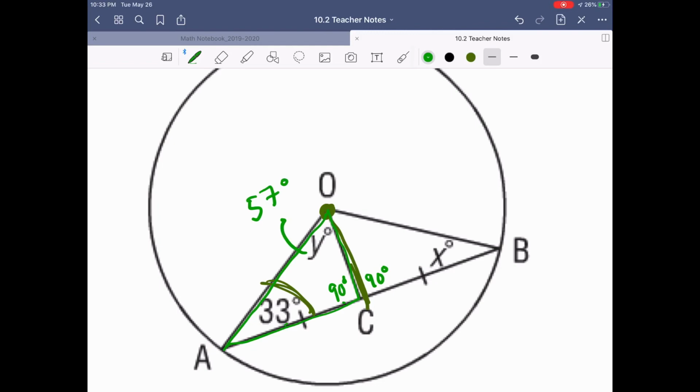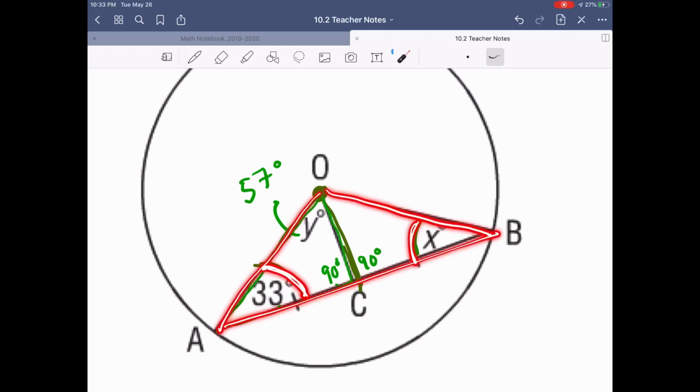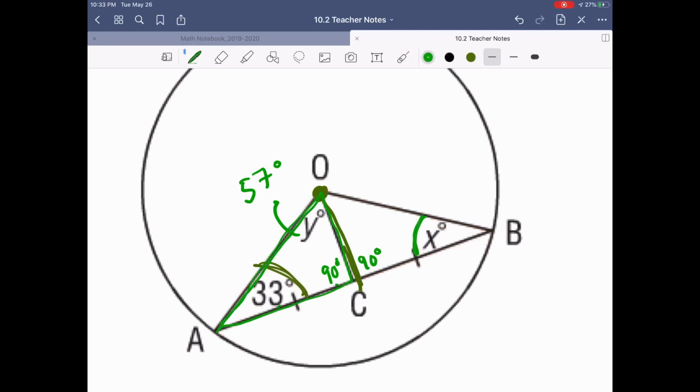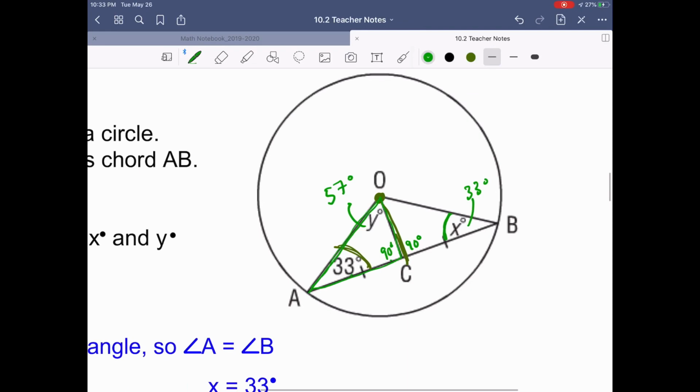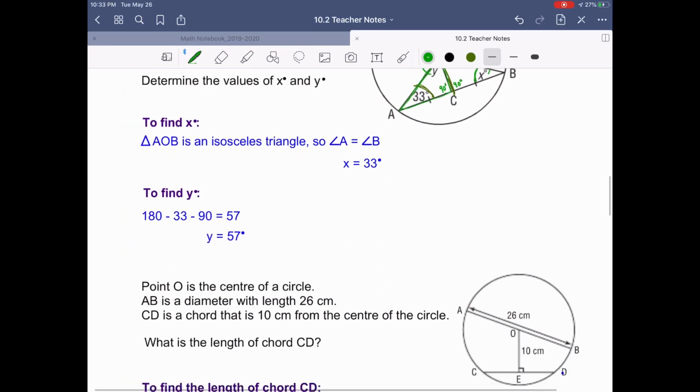And then for X, right here, okay, we have an isosceles triangle, right? We have a triangle made up of two radii. So if this side is 33 degrees, that means X is also 33 degrees. And that's how you solve for X right there. Okay, so X would be 33 degrees and Y would be 57.